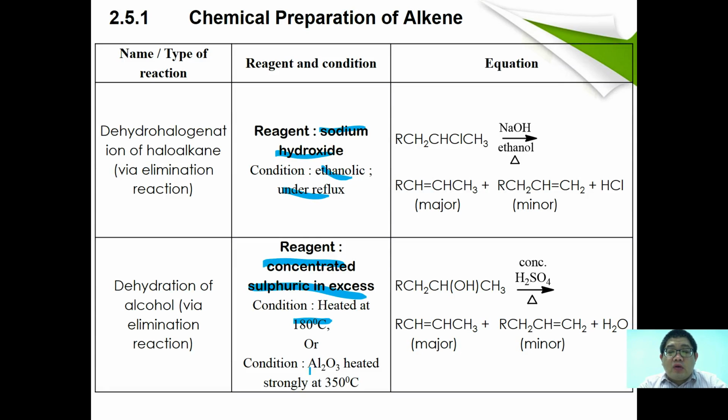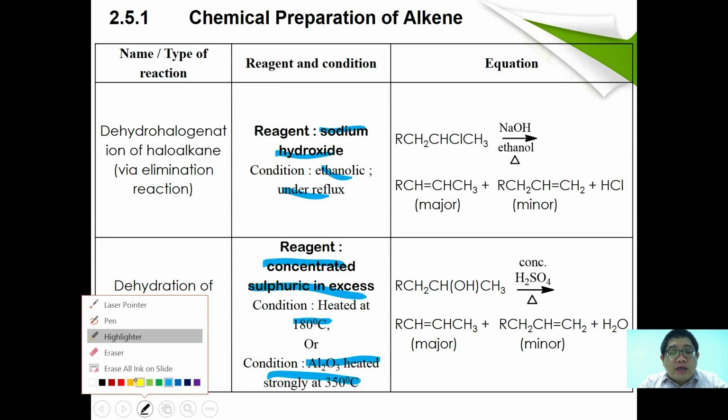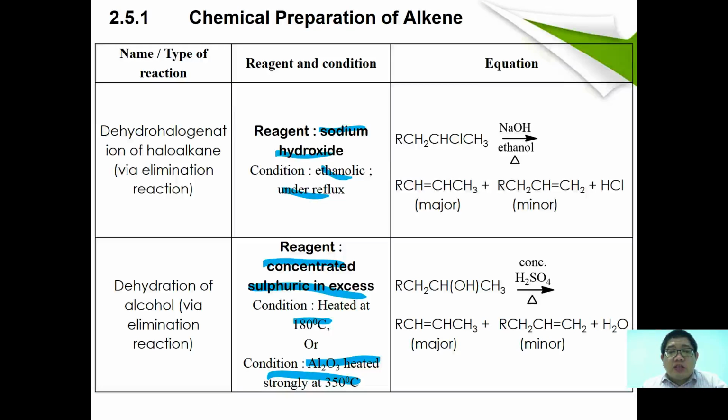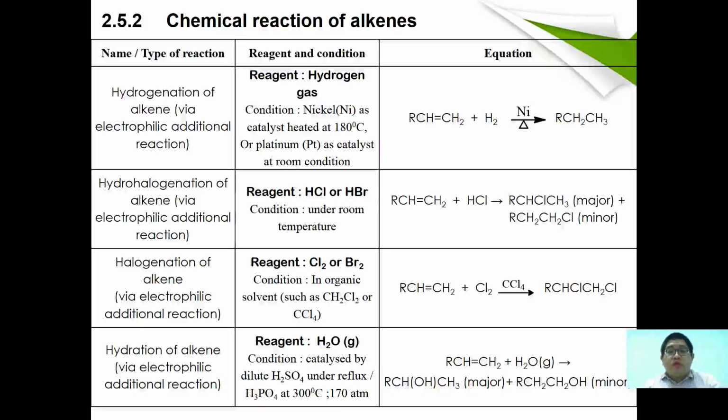Or you can even use alumina heated at very high temperature, as high as 350 degrees Celsius. So you also similarly yield two products according to Saytzev rule, which we shall explain at the end when we touch the alcohols part later. Okay, so this is how we prepare alkenes generally. What we're going to have a look at next is the chemical reactions of alkene. So all of these reactions we're going to look into in detail.